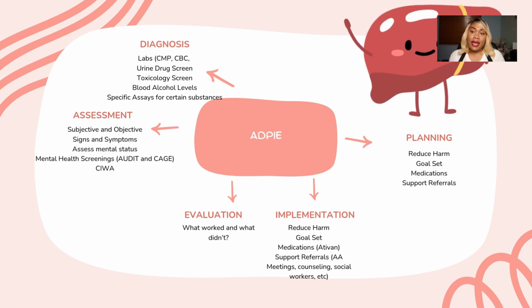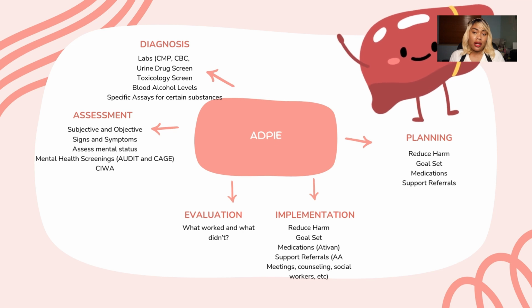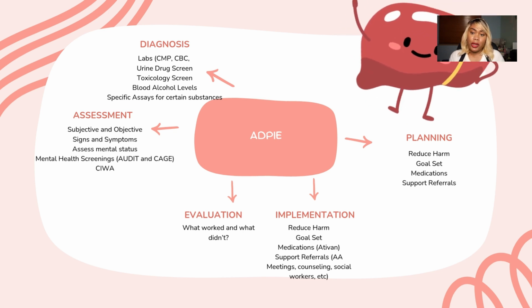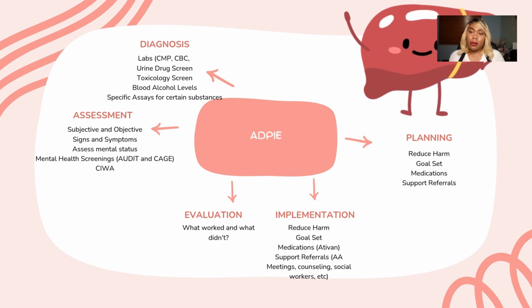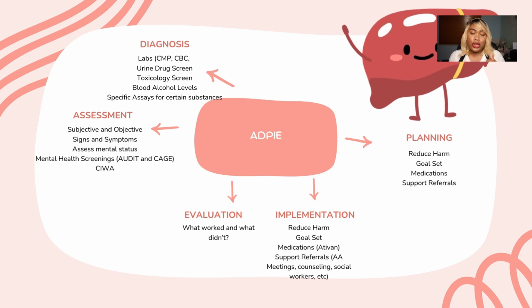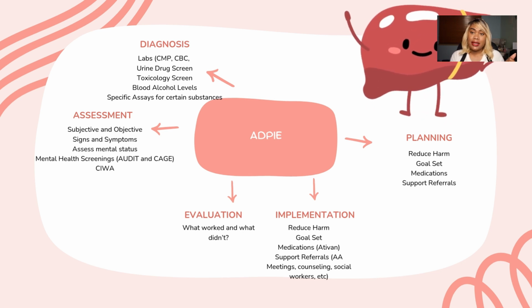You want to make sure that they have referrals upon discharge. You want to make sure that they are in contact with an AA meeting or going to some kind of therapy group for support. You want to provide therapeutic communication throughout, motivational interviewing. Do not ask leading questions. Adjust the plan as needed.